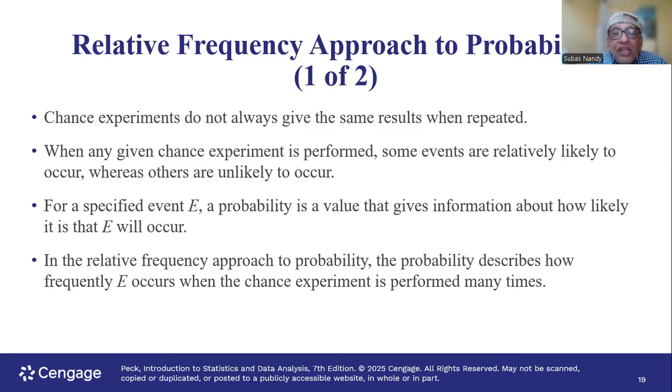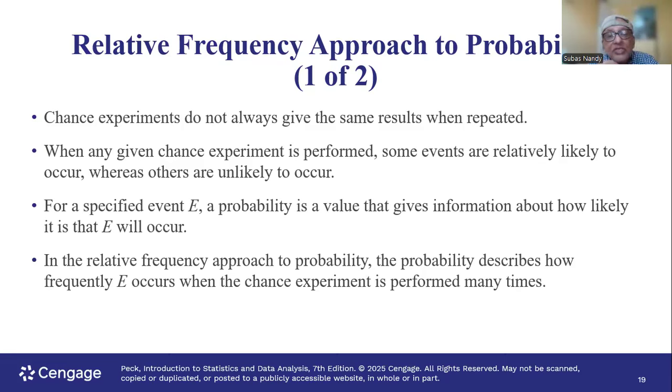When any given chance experiment is performed, some events are relatively likely to occur, whereas others are unlikely to occur. For a specified event E, the probability is a value that gives information about how likely it is that E will occur. So basically they're saying probability of an event E gives you a percentage or chance of that event happening. Sometimes it is expressed in decimals.